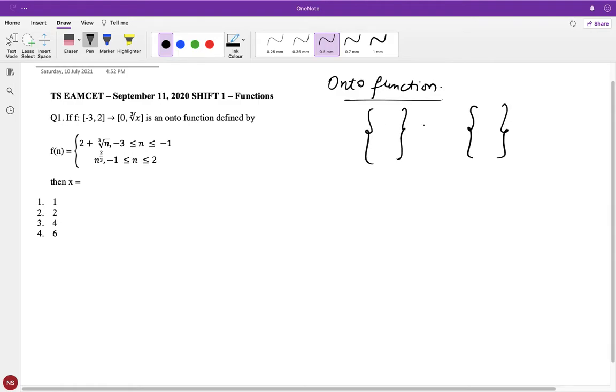If this is a function, this is the domain and this is the range, and domain is like 0 1 2 3 and range is like 0 1 2, and if you put x equals to 0, x equals to 1, you get 0. If you put x equals to 2, you get 1. If you put x equals to 3, you get 2. Then this is an onto function.